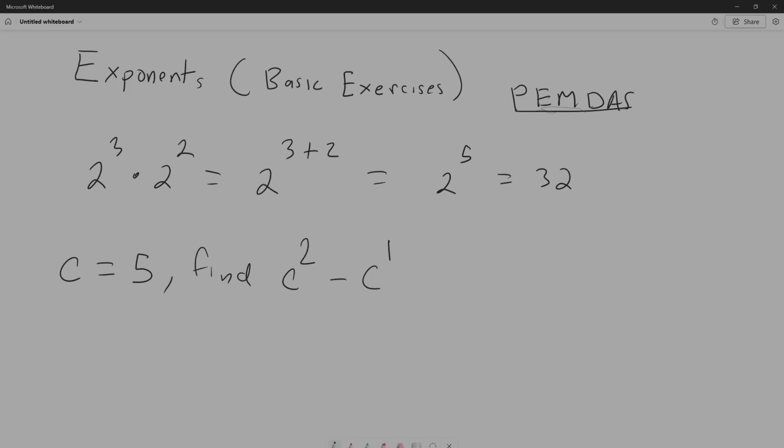So this is equal to 5 squared minus 5 to the first. What is 5 squared? That's equal to 5 times 5, which is 25, and then 5 to the first is equal to just 5, remember? So 25 minus 5 is equal to, final answer, 20.